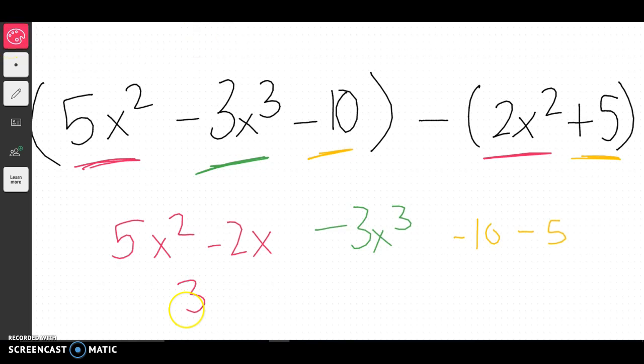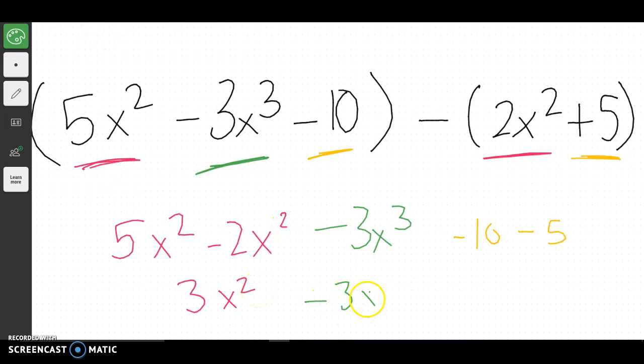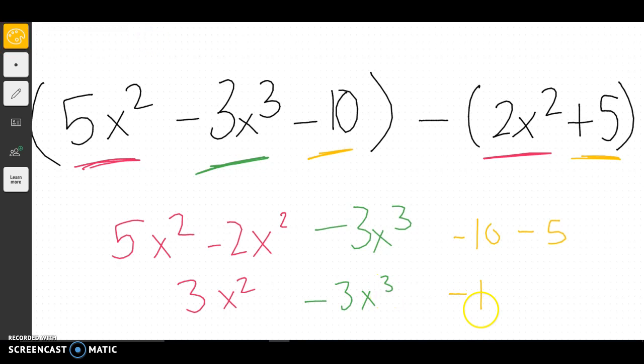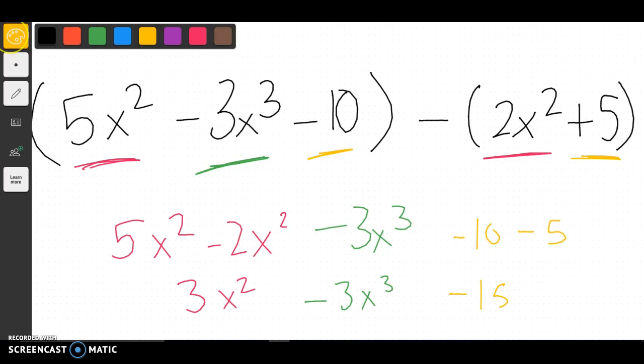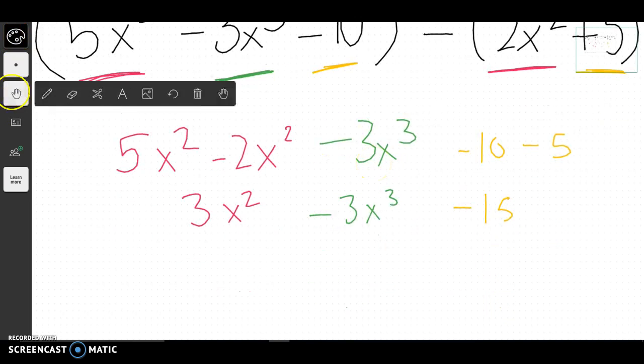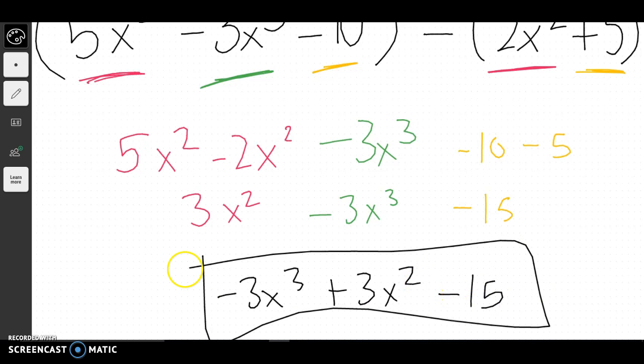This would give me 3x squared. This would give me negative 3x cubed. And this would give me negative 15. Again, I would probably want to rewrite everything so that it's in descending order. So my final answer would be negative 3x cubed plus 3x squared minus 15. I put a plus in between this because this is a positive 3.